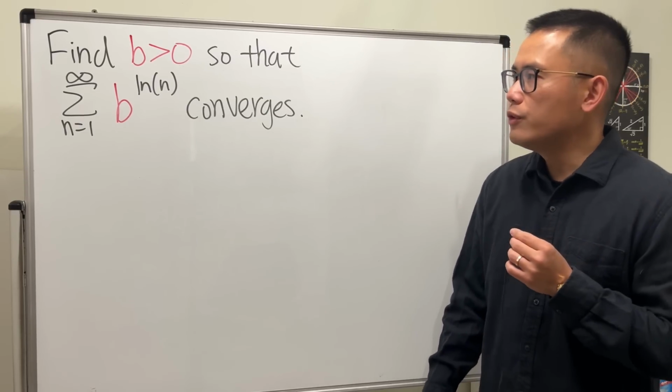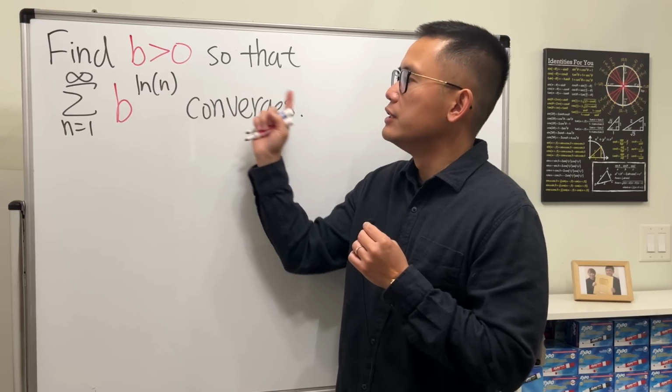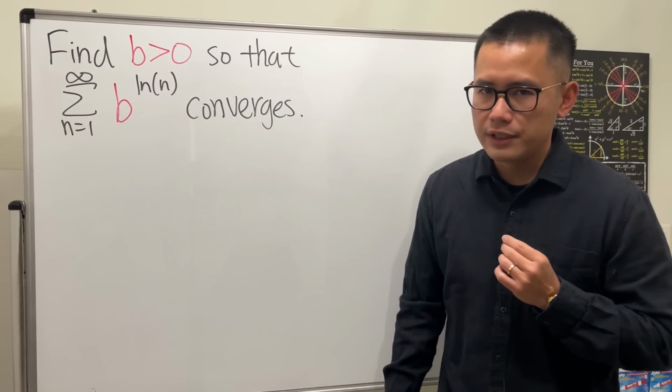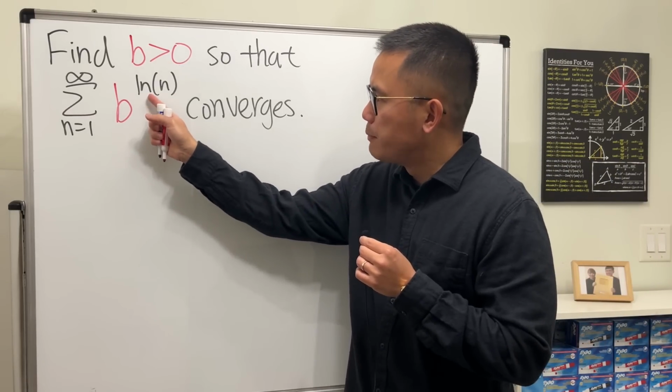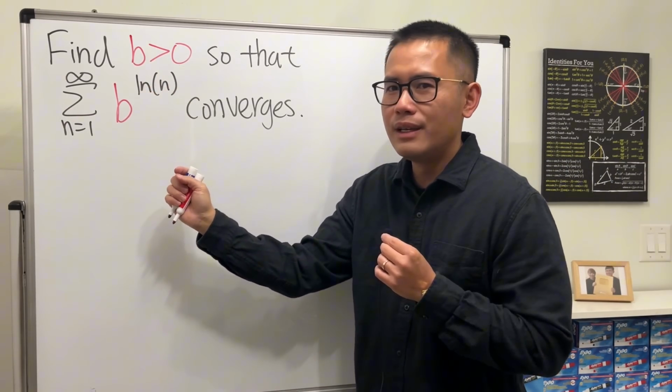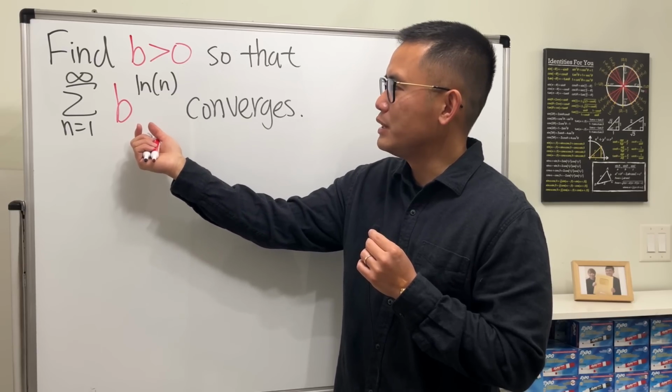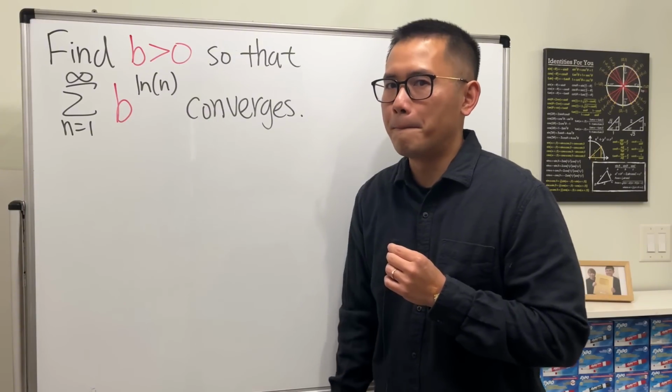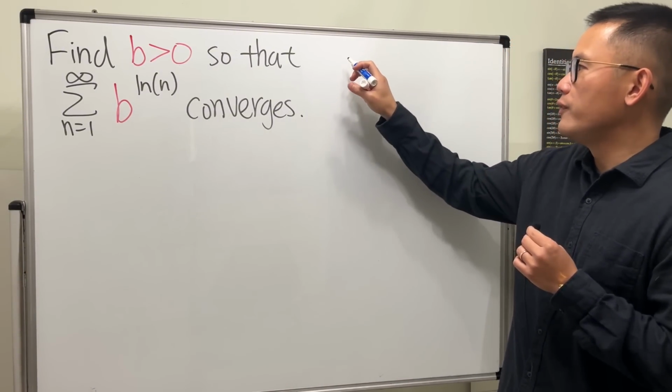We are going to see how to find all the positive b values so that this series converges. Notice that for the exponent here, it's not n, but rather we have ln. So this is not like a geometric series where we have a number raised to a power. So let me do a quick review for you guys.